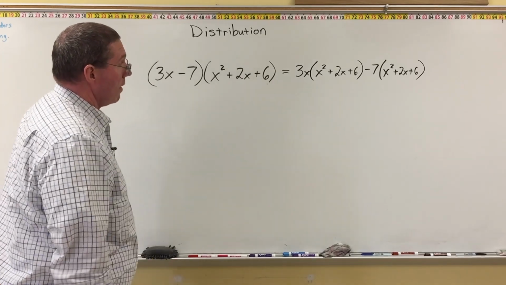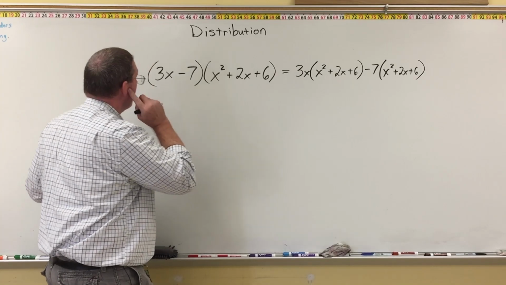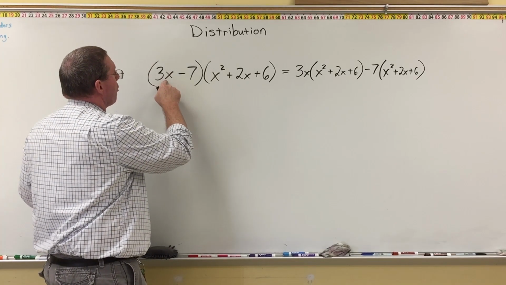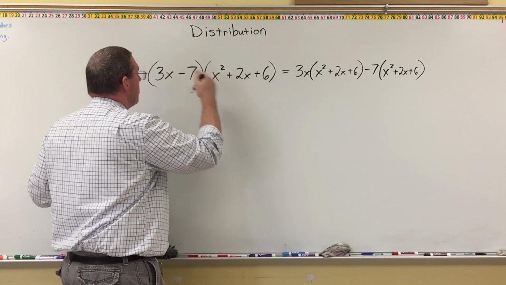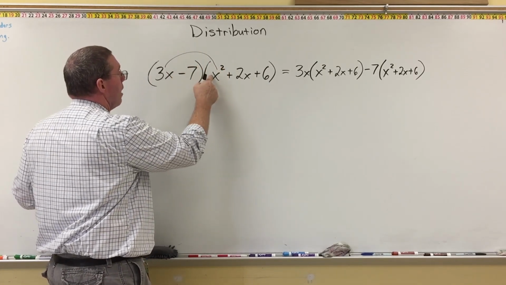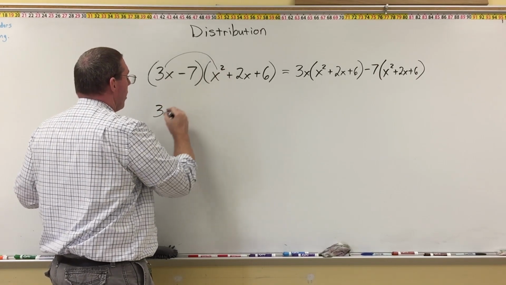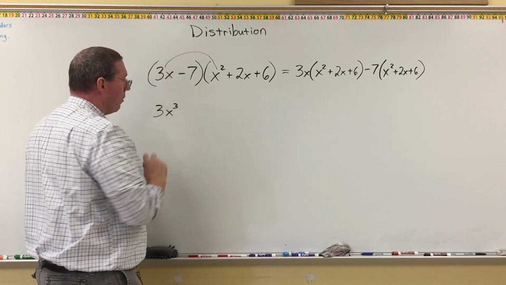Let's do that one second. Let's go ahead and do it the way where we draw the curved lines, okay? So what we'll do is multiply the 3x times each one of these 3 things. So we're going to do 3x times x squared. Well, that's 3 times 1, so that's 3, and then we have 1x here and 2 more x's here, so that's x to the 3rd power.